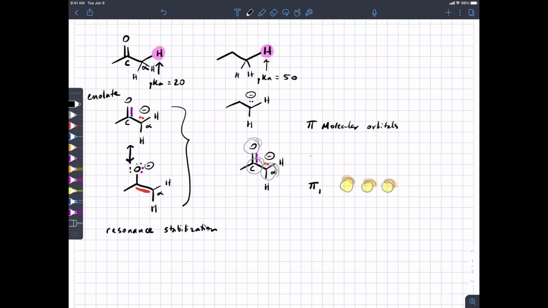This is the first pi molecular orbital. The second pi molecular orbital looks like this. It has a lobe on the oxygen and the alpha carbon, but not on the carbonyl carbon.